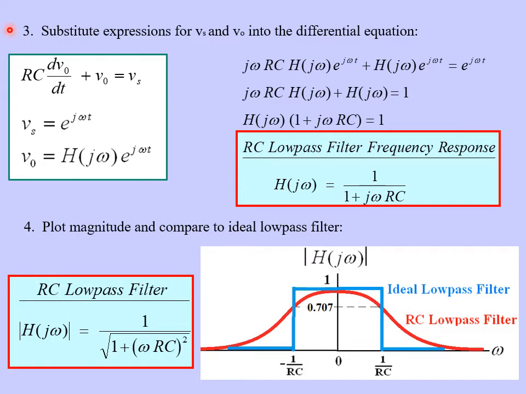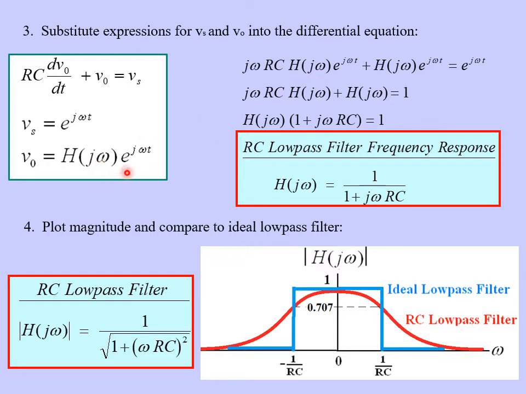Okay, so here are the solutions to the activity. We've got the differential equation here. We've got an expression for Vs. We've got an expression for V out. And all we're going to do is substitute these into our differential equation. So when we do this, notice we have to take the derivative of V out. So basically, we get a derivative of e to the j omega t. That brings a factor of j omega out to the front. So what happens is we have j omega RC times the frequency response H of j omega. Remember, H of j omega is not a function of time, so we don't have to differentiate it. We just leave it there like a constant.